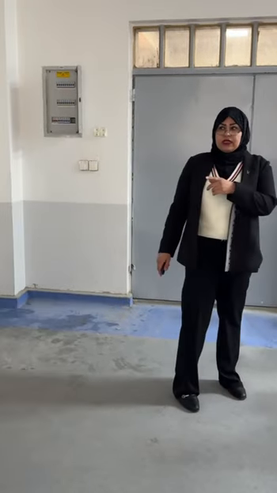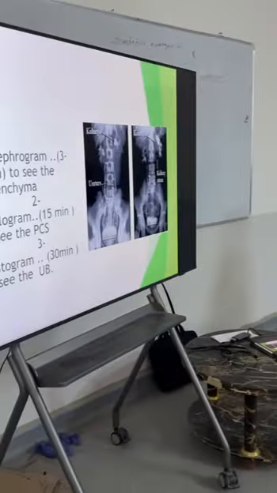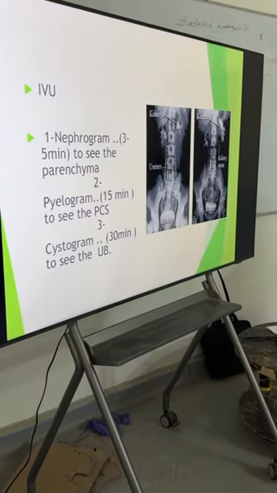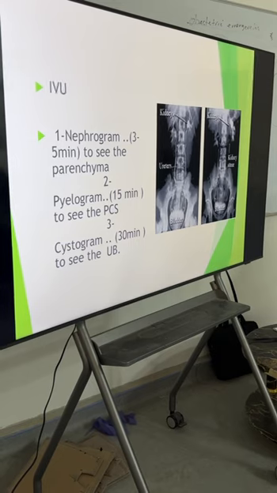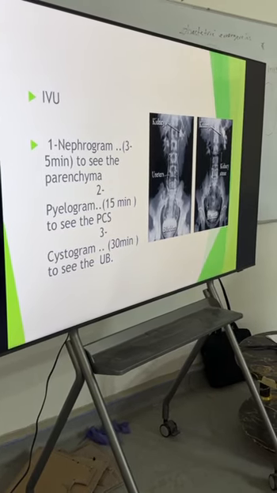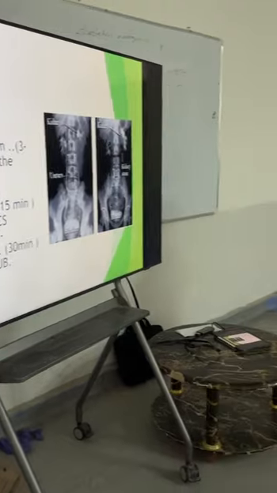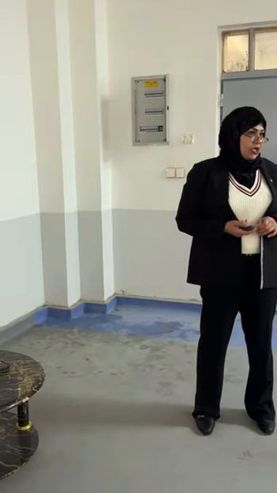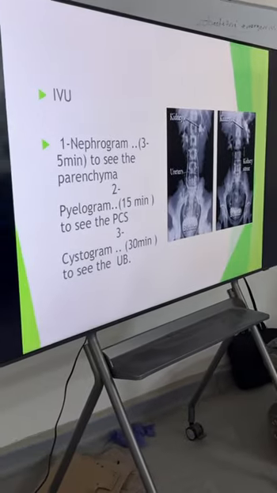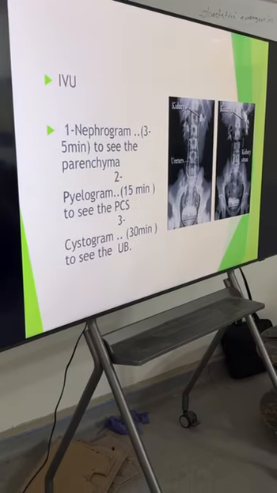disease. These are the phases of IVU, which is the nephrogram, which should be done within 3 to 5 minutes to see the parenchyma, the function. And pyelogram within 15 minutes to see the pelvicalyceal system. The contrast should pass through the calyces, pelvis, and ureter within 15 minutes. Lastly, the cystogram: the bladder should be filled with contrast within 30 minutes.